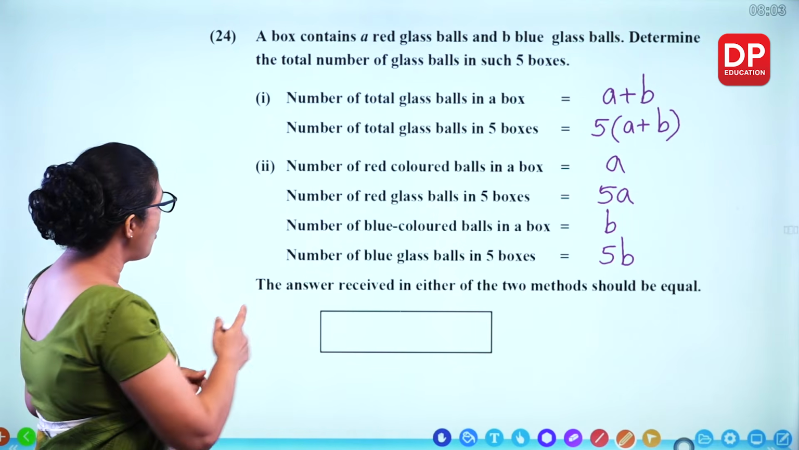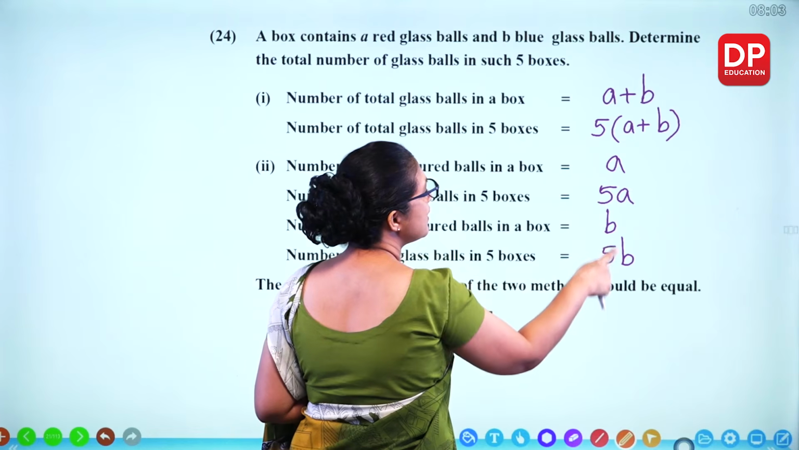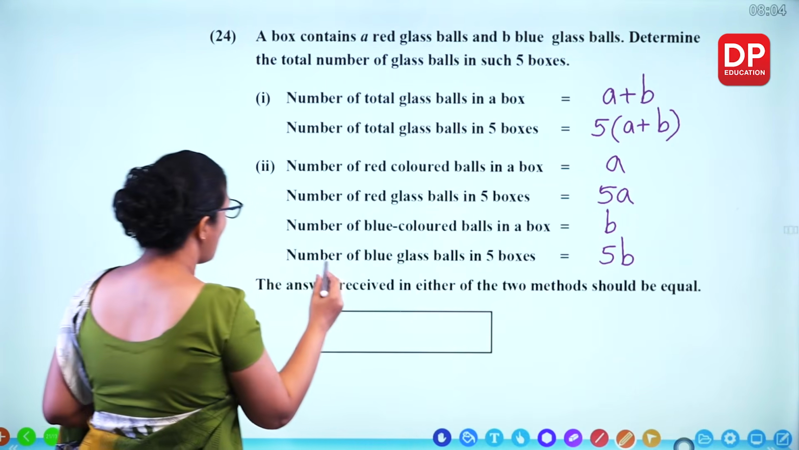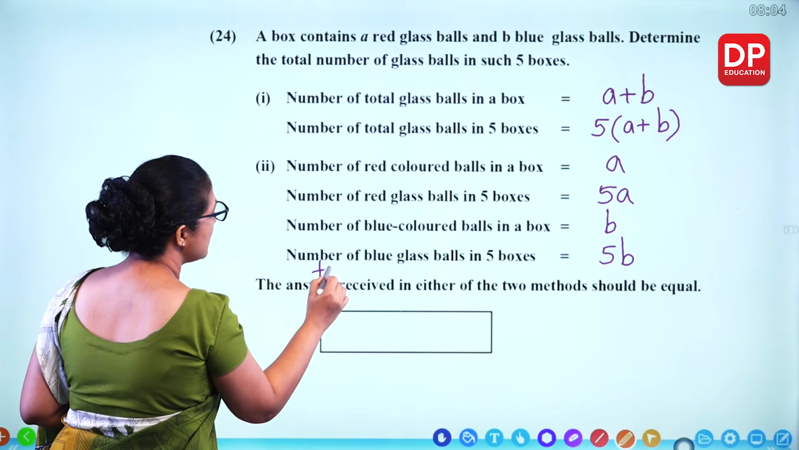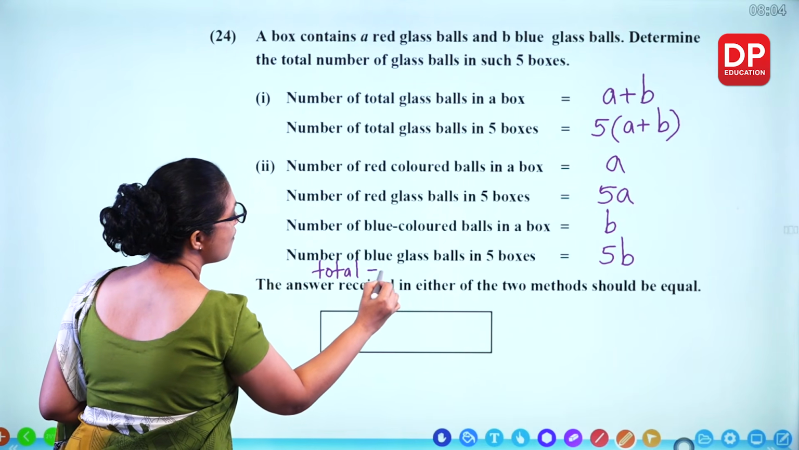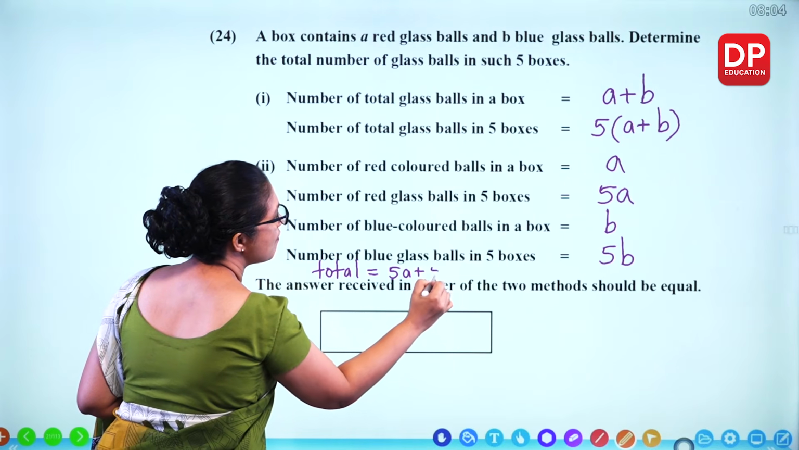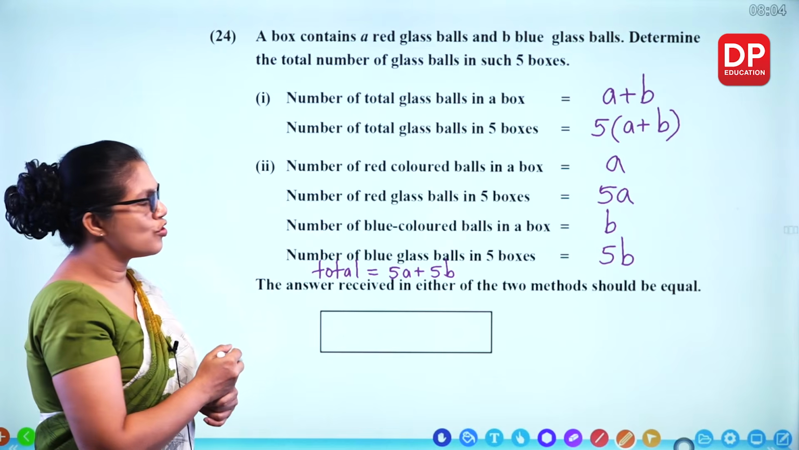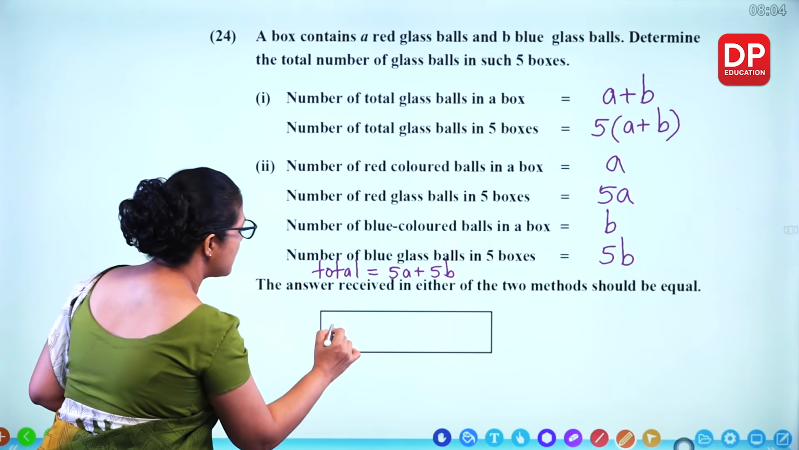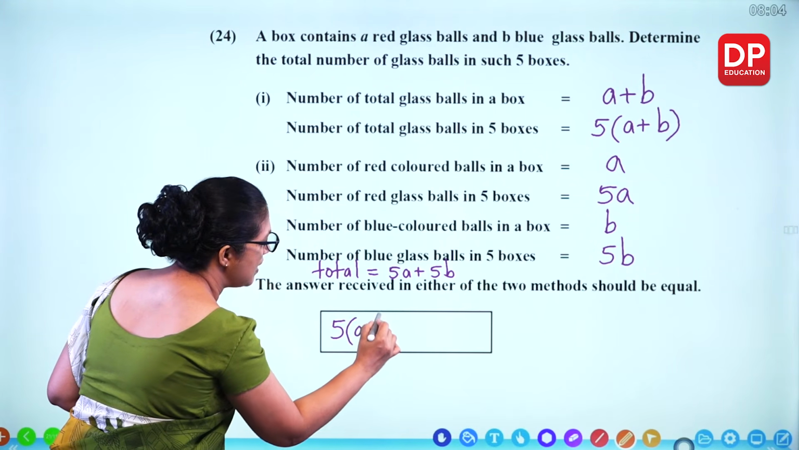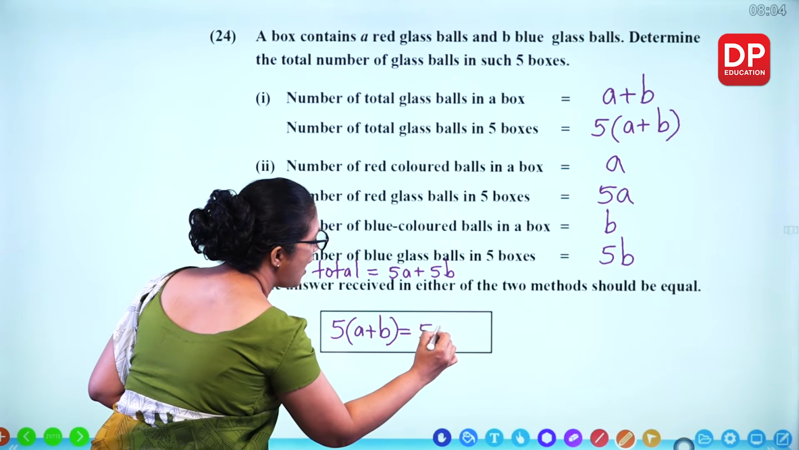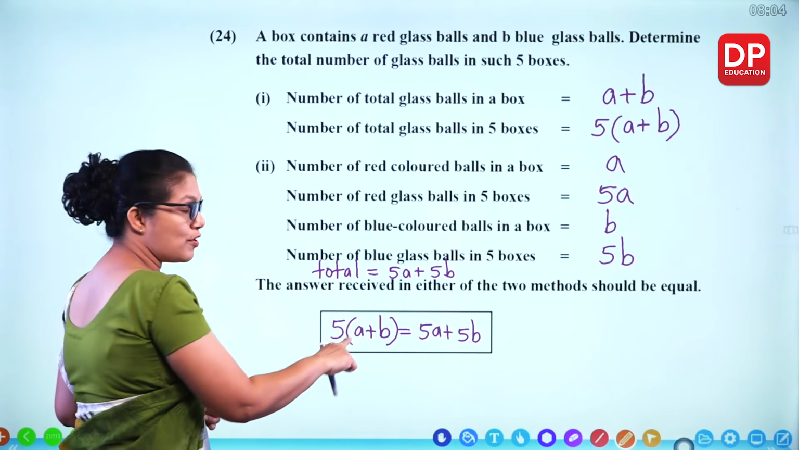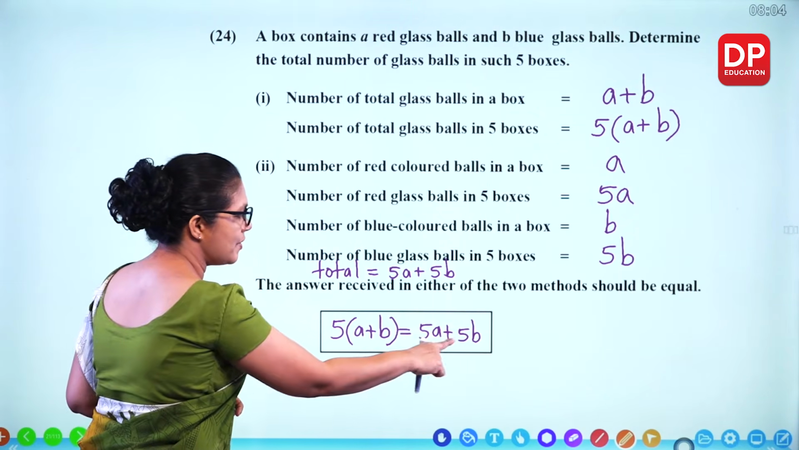So what can you say about this one? The total, now you can write, total is 5a plus 5b. The answer received in either of the two methods should be equal. So in this case, 5 times a plus b is equal to 5a plus 5b. Now look at this one. When you multiply by the constant, each term, you get this one.